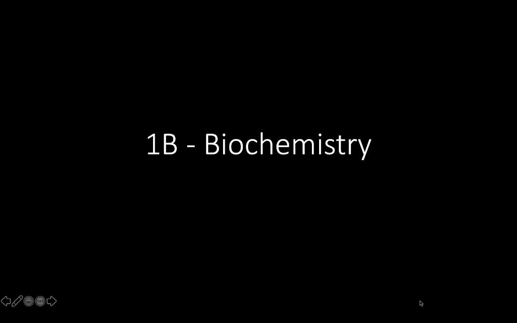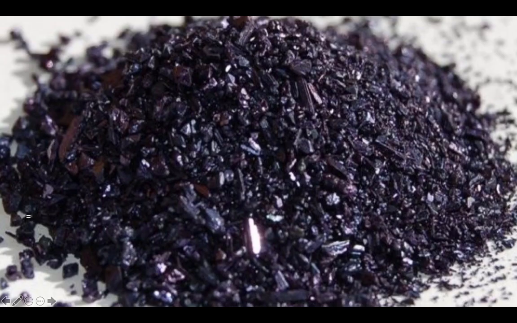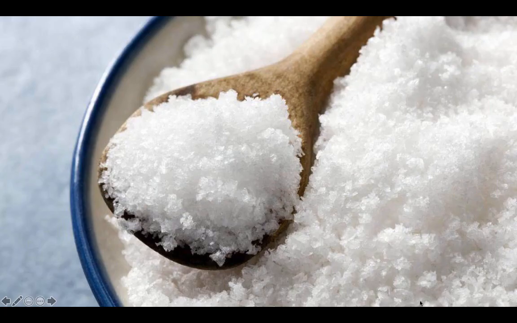Lesson 1b, Biochemistry. A compound is a pure substance that is composed of one or more different atoms chemically combined together, like glucose, C6H12O6, potassium permanganate, KMnO4, and table salt, NaCl. There are two types of compounds, ionic and covalent.